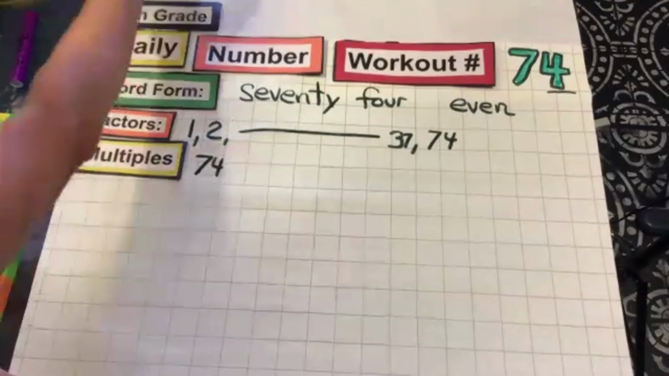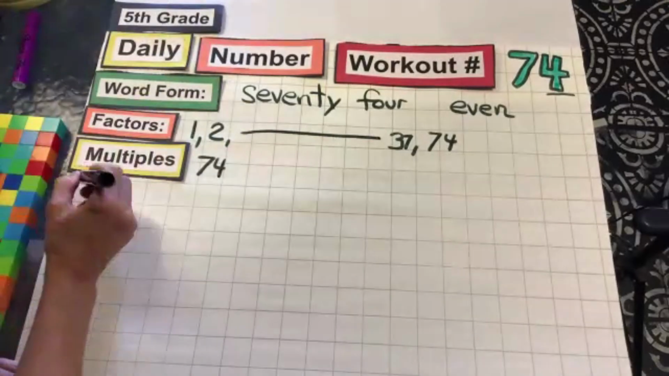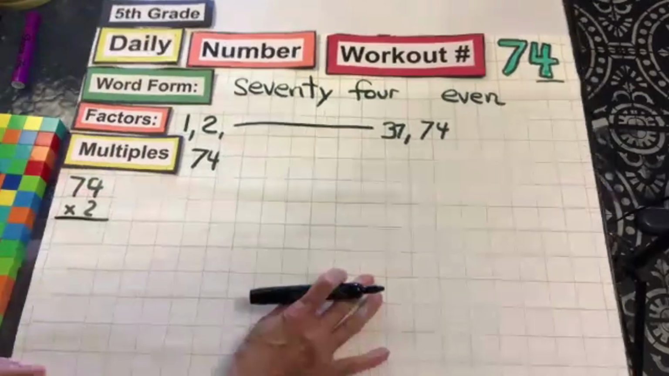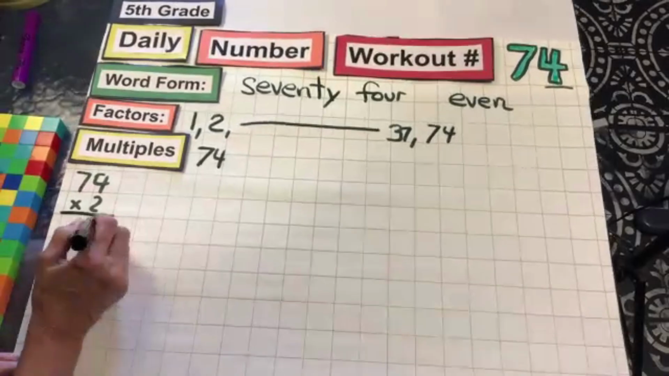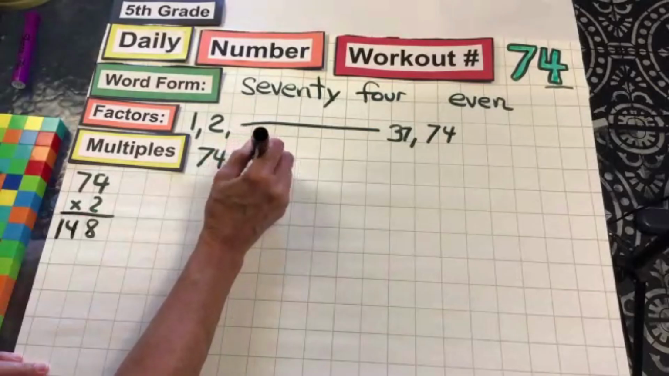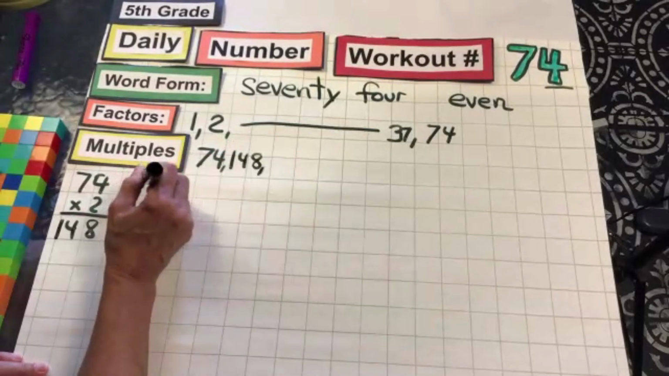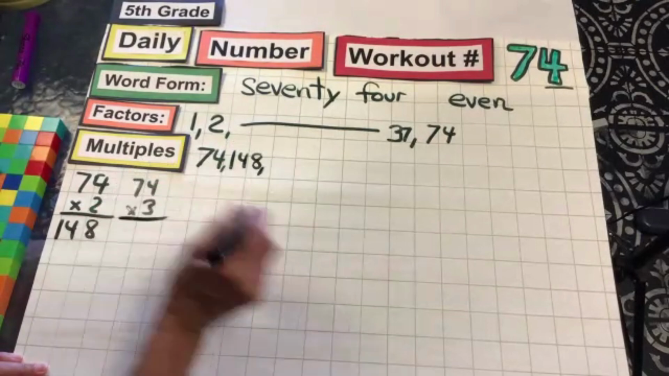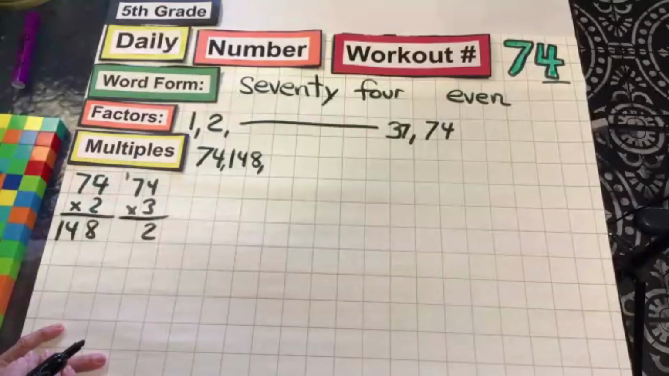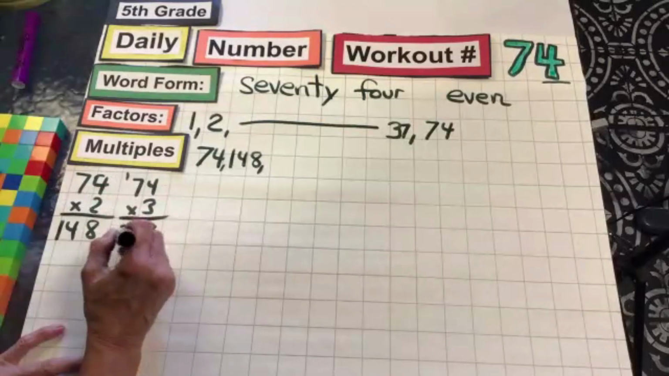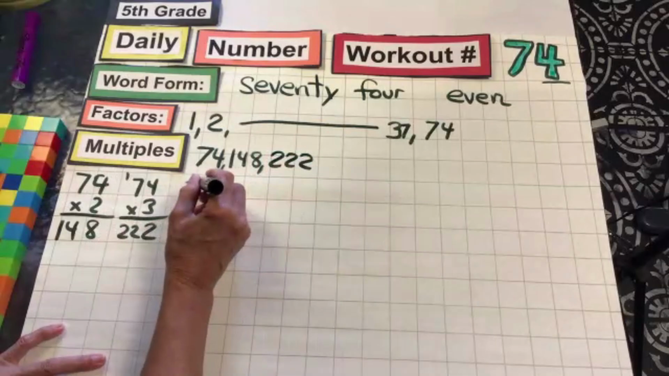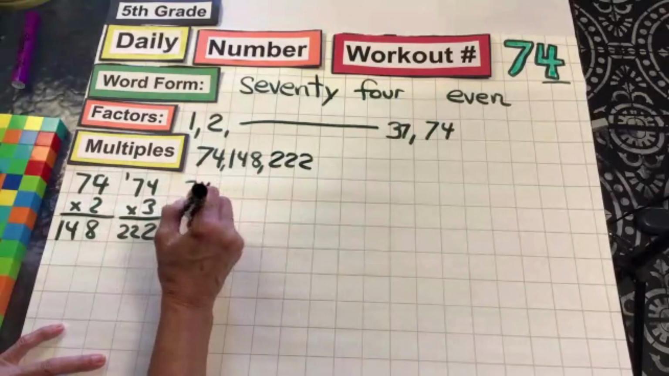Let's get into the math. So 2 74s. Sorry about that. 2 times 4 is 8. 2 times 7 is 14. So we have 148. 3 74s. 3 times 4 is 12. Drop the 2, carry the 1. 3 times 7 is 21 plus 1 is 22. So 222.